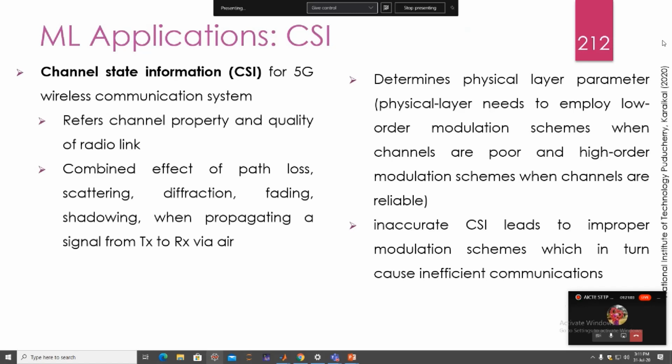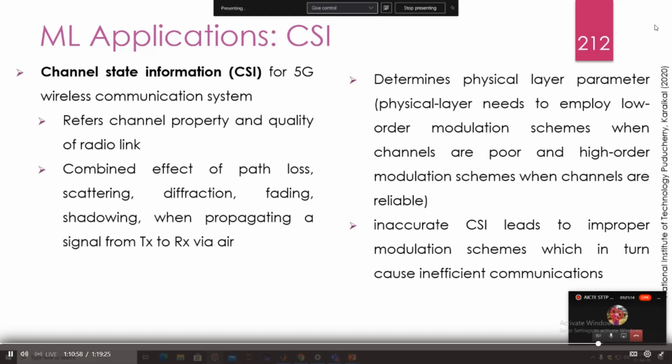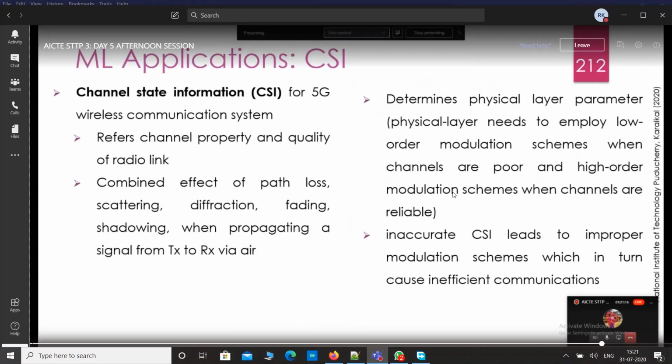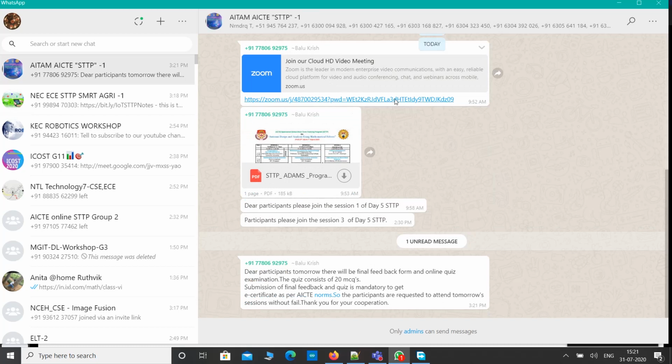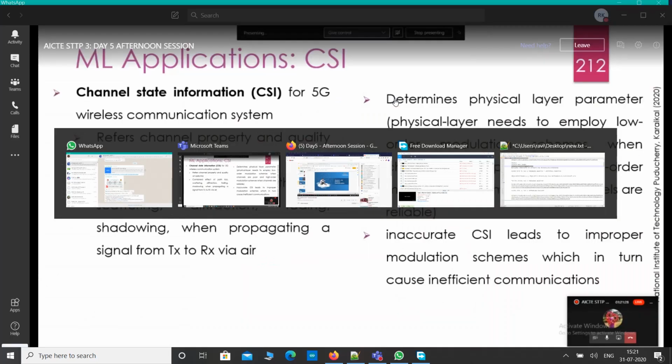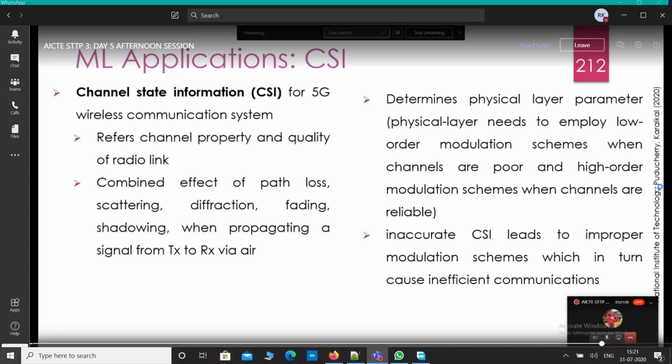Channel state information for a 5G wireless communication system basically refers to the property and quality of a radio link. This channel state information is the combined effect of path loss, scattering, diffraction, fading, and shadowing when the propagation signal is transmitted from the transmitter to the receiver by air. Basically, it determines the physical layer parameters. This channel state information represents the physical layer parameters.